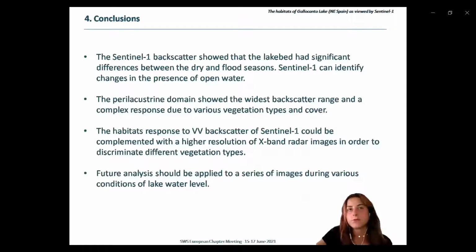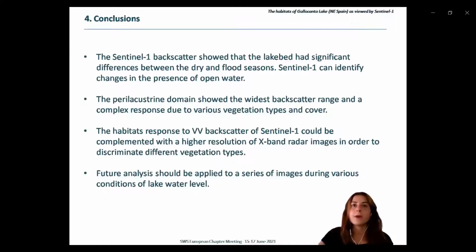In conclusion, the Sentinel-1 backscatter showed that the lake bed has a significant difference between the dry and flood season. Sentinel-1 can identify changes in the presence of open water. The Perilago stream domain showed the widest backscatter range and a complex response due to the various vegetation types and cover. The habitat response to vertical backscatter of Sentinel-1 could be completed with higher resolution X-band radar images in order to discriminate different vegetation types.